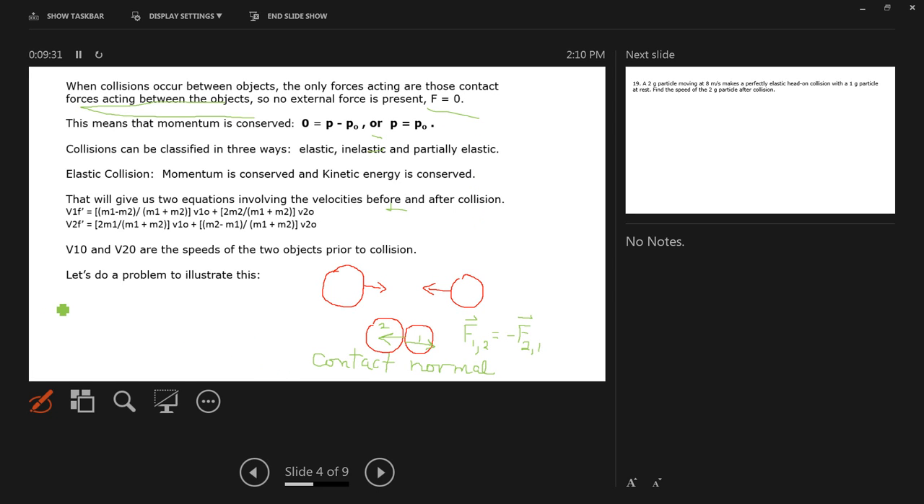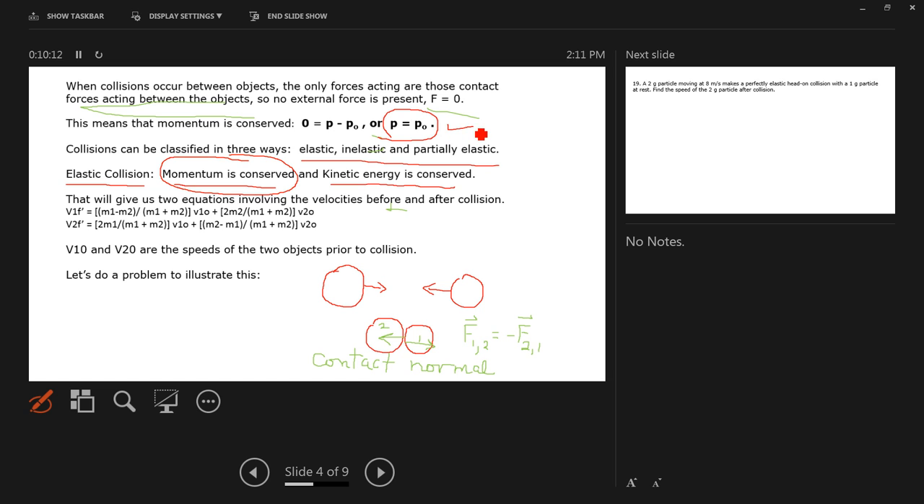Now, our collisions can be described then as conserving momentum, and there are 3 types of collisions that we can talk about: elastic, inelastic, and partially elastic. Elastic is an ideal case. An elastic collision, momentum is always conserved, but kinetic energy is a very special case in which kinetic energy is conserved.